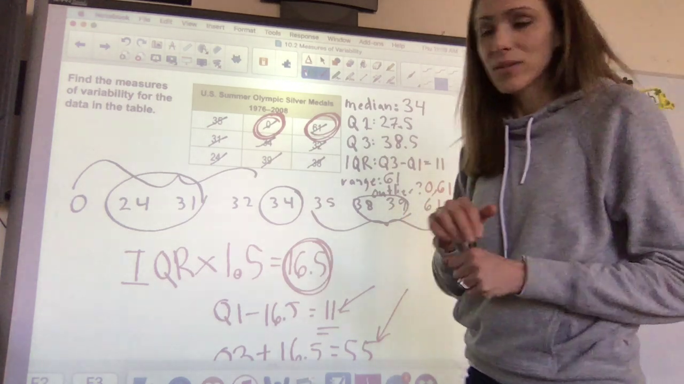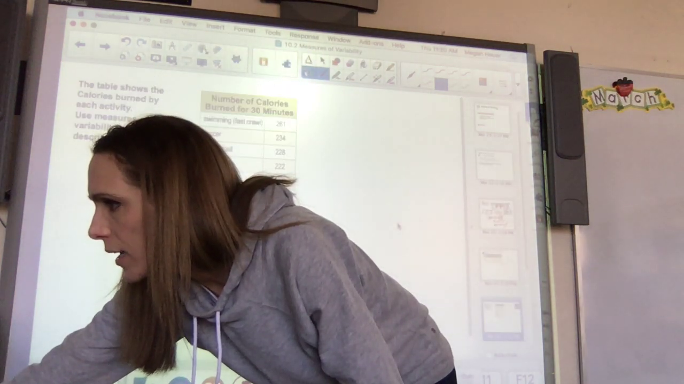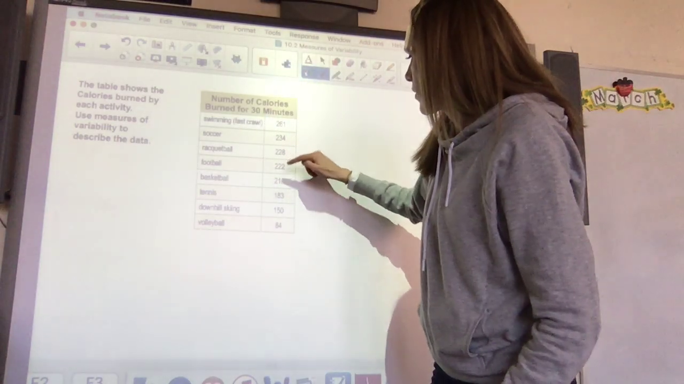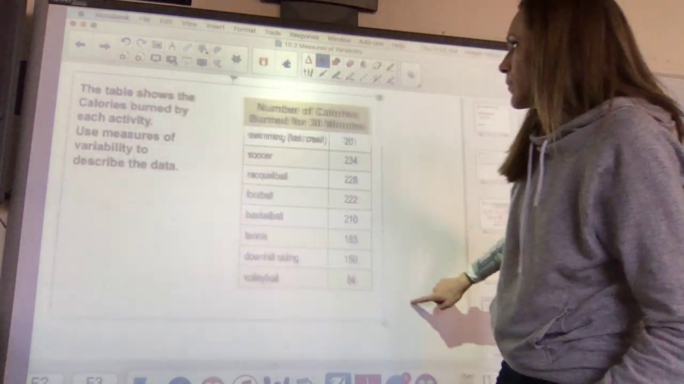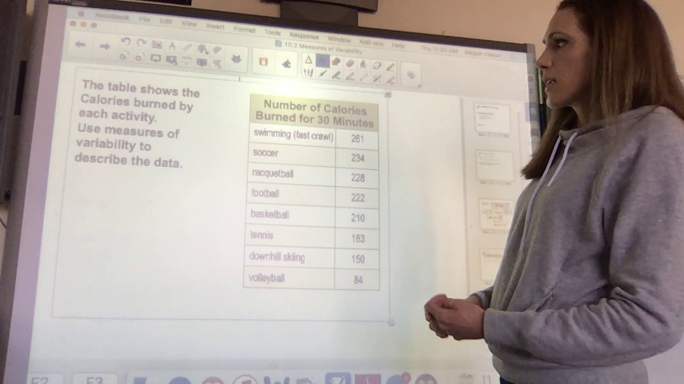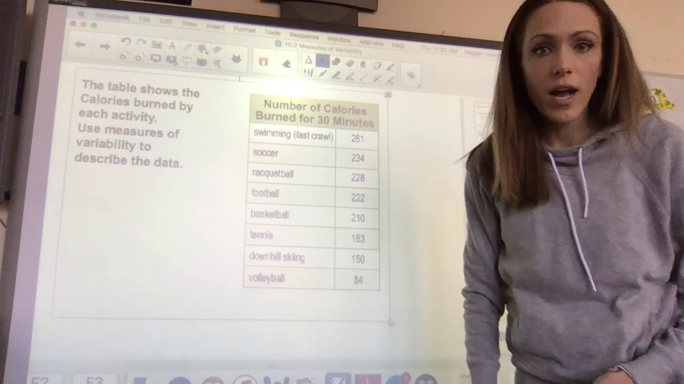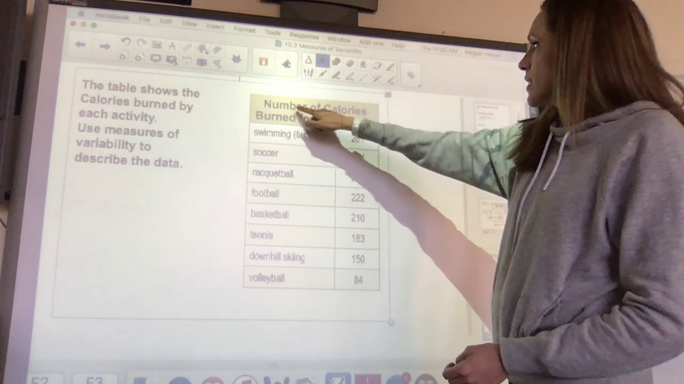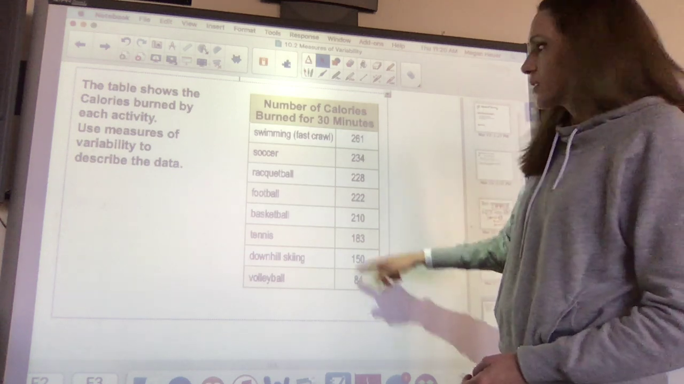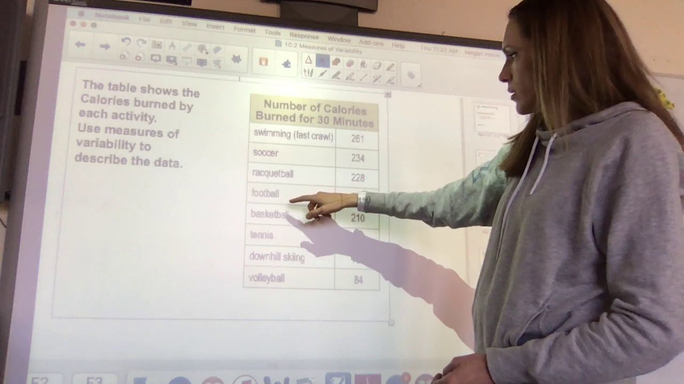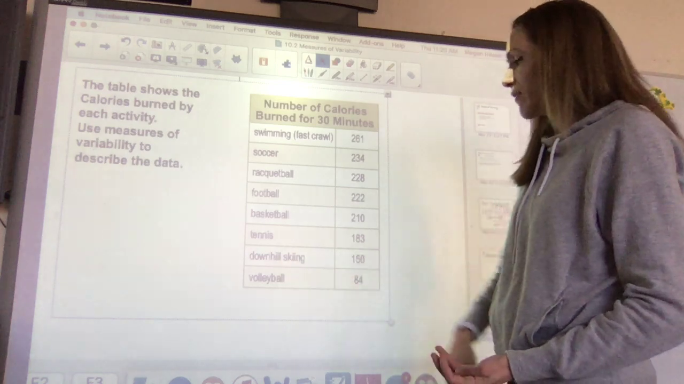So we'll try that again. We're gonna go through at least one more together. So let's see how many are here. 1, 2, 3, 4, 5, 6, 7, 8. Oh, this is good. Let me make this a little bit bigger for you. So this table shows the calories burned by each activity. We're going to find the measures of variability to describe the data. This is the number of calories burned for 30 minutes of each of these exercises. So swimming, soccer, racquetball. Who plays racquetball? But not very often. Football, basketball, tennis, downhill skiing, and volleyball.